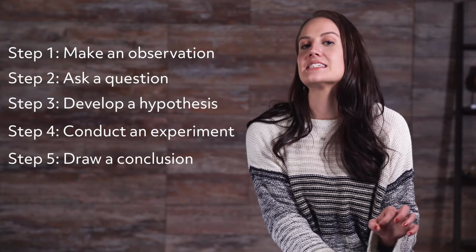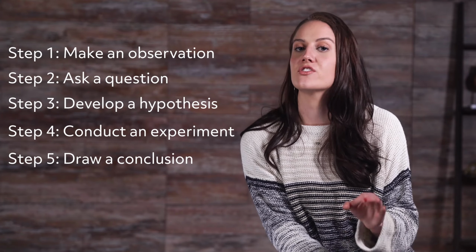The fifth and last step in the scientific method is to observe your data and draw a conclusion. When analyzing the data, you will have collected qualitative and quantitative data. Qualitative data is data that represents information about qualities. For example, the color of a liquid, the smell of a substance, or maybe the softness of skin. These are all examples of qualitative data.